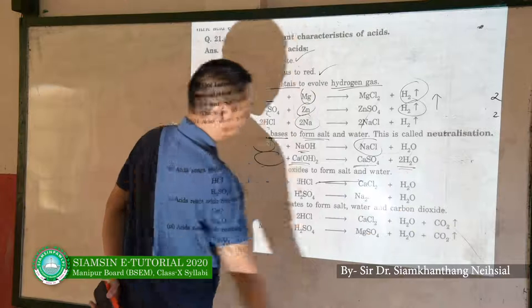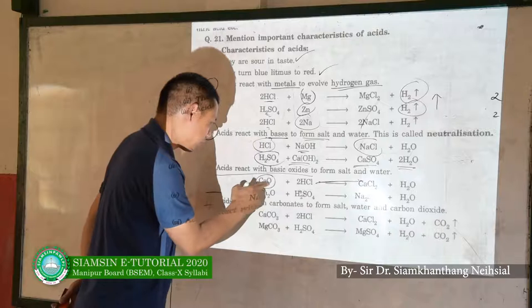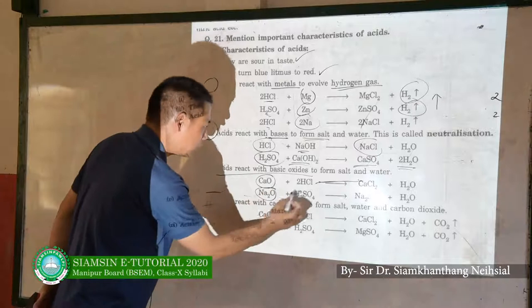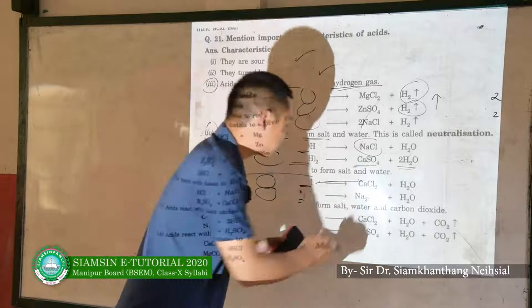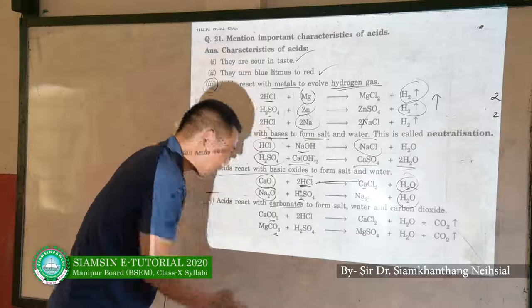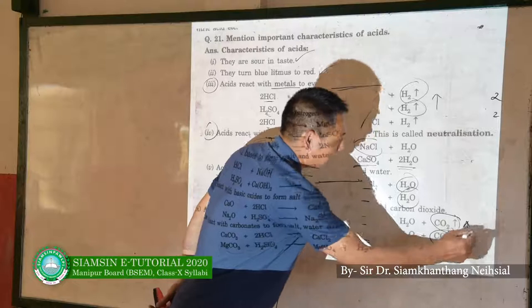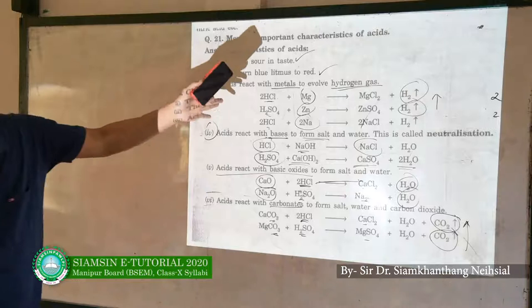Point number five, acid reacts with basic oxide, the oxide of metals. Metal oxide reacts with acid to form salt plus water again. Lastly, six, acid reacts with carbonate. Carbonate is CO3. Metal carbonate reacts with acid to give salt, water, and carbon dioxide, which escapes into the atmosphere. These are the characteristics of acid.